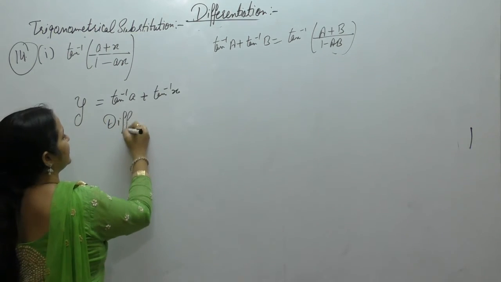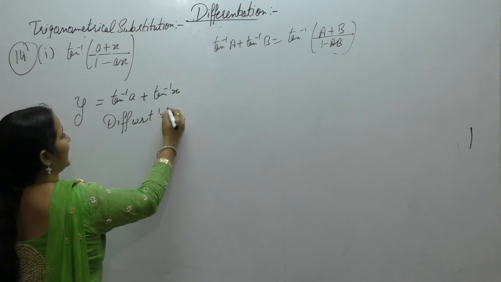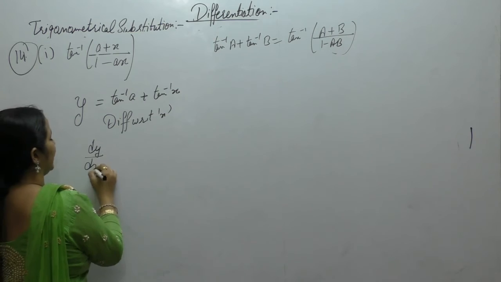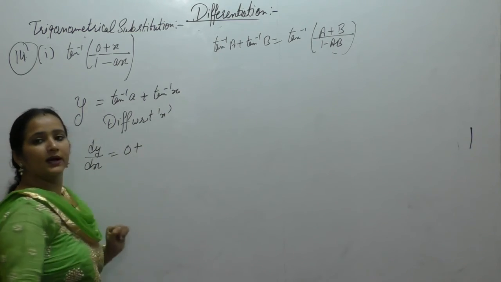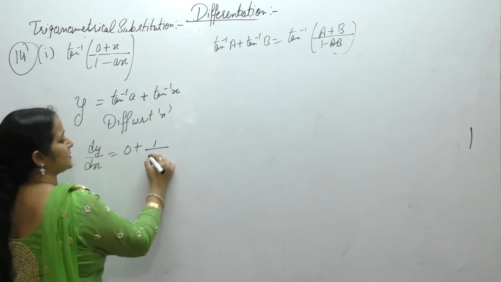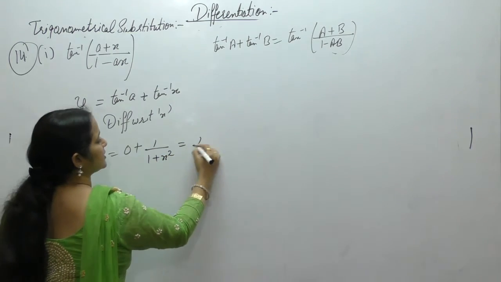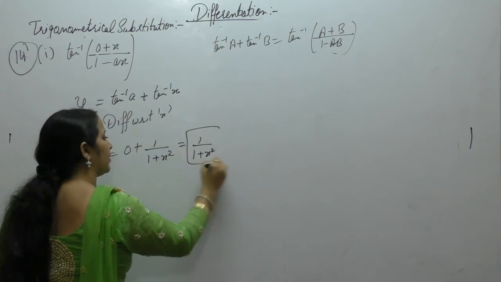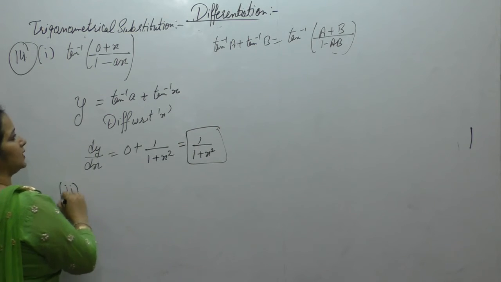Now differentiate with respect to x. Tan inverse a is a constant term, its derivative will be 0. Derivative of tan inverse x is 1 upon 1 plus x square. So we get 1 upon 1 plus x square.